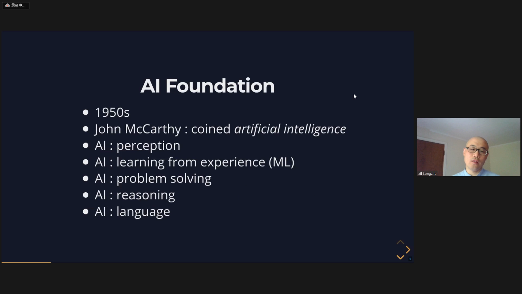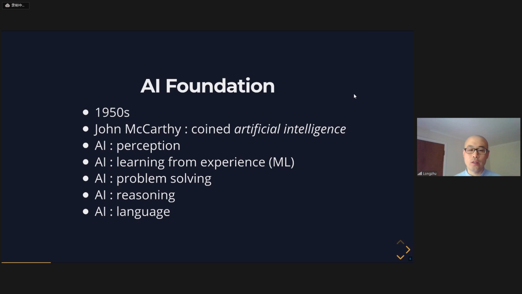John McCarthy was actually the person who coined the term artificial intelligence. Based on his vision, intelligence should have several features. That includes perception, which means it can have a sense of itself and our surroundings. It can also learn from experience. Actually, that's when machine learning came onto the stage. People started talking about learning from experience. In addition, intelligence also has problem-solving ability. It can reason. It also has language, and the list goes on.